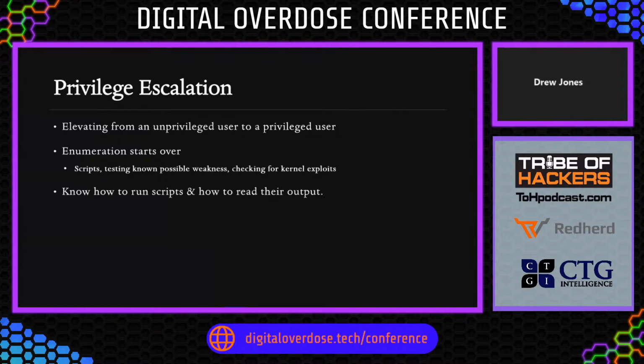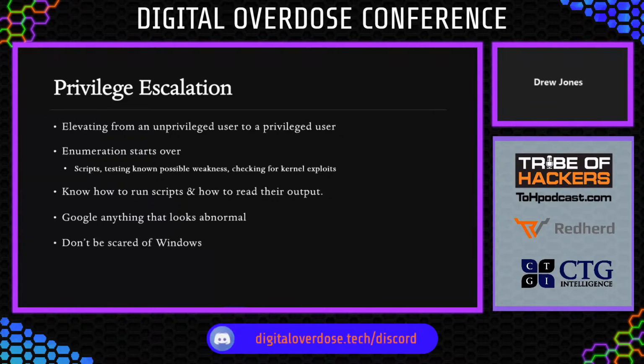Scripts are super important when it comes to privilege escalation for the OSCP. So you're going to want to know multiple scripts for both Linux and Windows and know how to read their output. And if you know how to read their output and you see something that looks weird, just Google it. See a weird SUID, Google that SUID and see if there's a reason it's set like that and if you can exploit it. Or if there's a weird service running or a cron job, Google it and see what you can do with it.